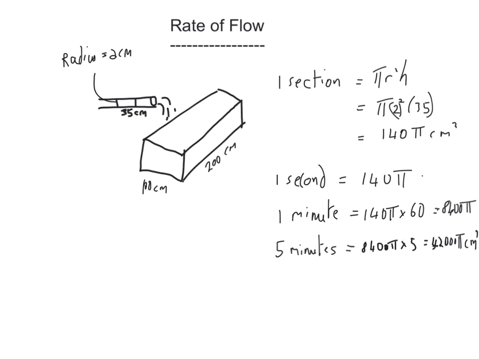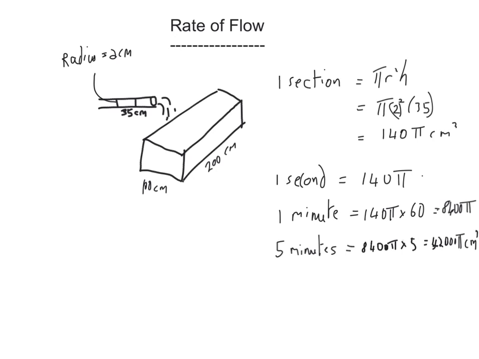Okay, so the final question that we're going to talk about is rate of flow type questions. Here's a typical example. Then the question says water flows at a rate of 35 centimeters per second into a tank. In other words, a section of length 35 centimeters of water flows into the tank every second. And the question goes on to say, what will be the rise in the level of water after 5 minutes of water flowing into the tank?